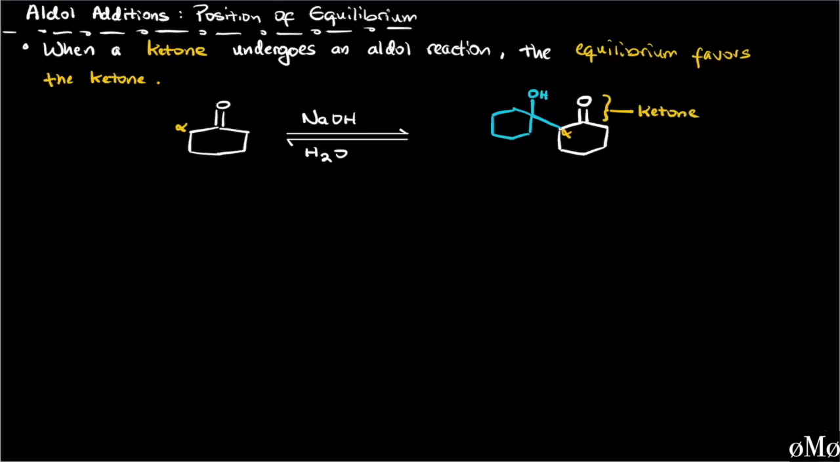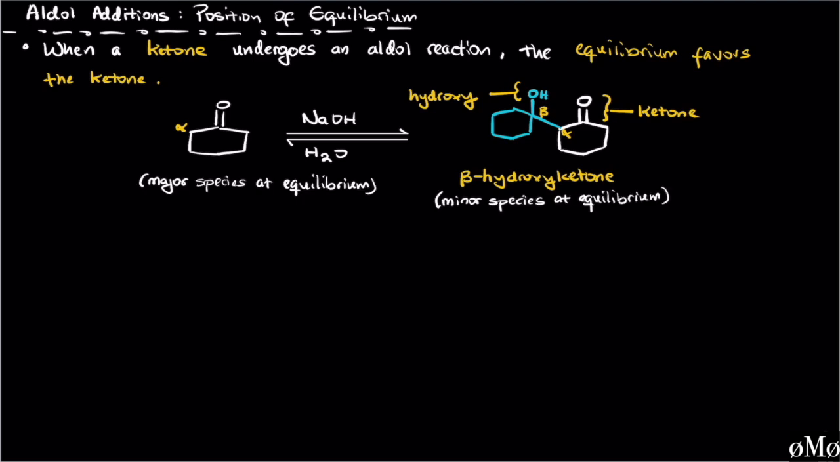Okay, so we see here that we have a ketone, and at the beta position, we have a hydroxy group. And so this aldol addition product is called a beta-hydroxy ketone. So very similar to your beta-hydroxy aldehyde, just now we're dealing with a ketone. So what we're saying is that at equilibrium, the minor species is actually your aldol addition product, and the major species is actually your ketone itself.